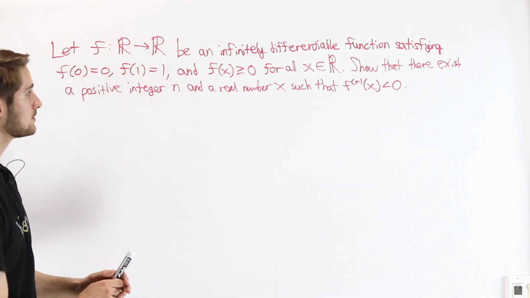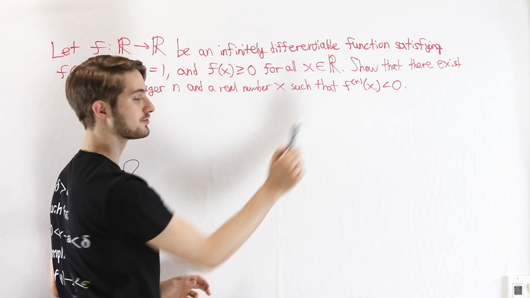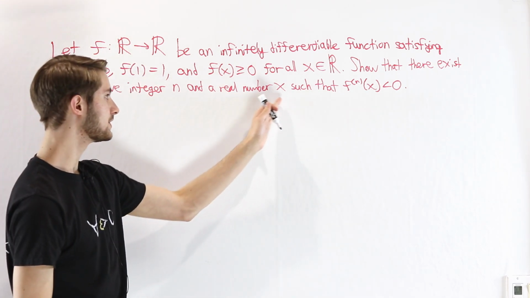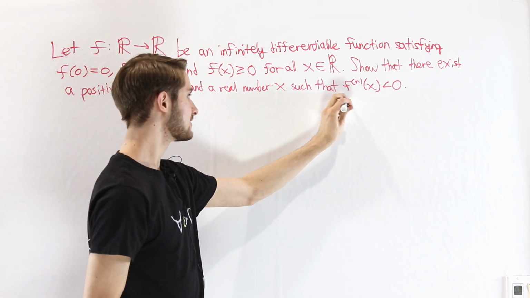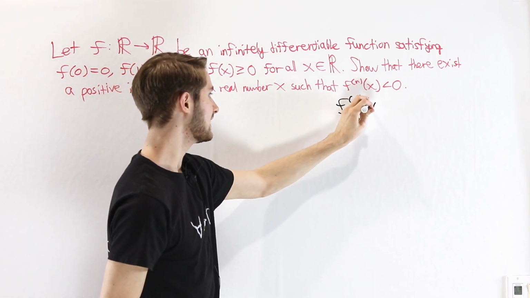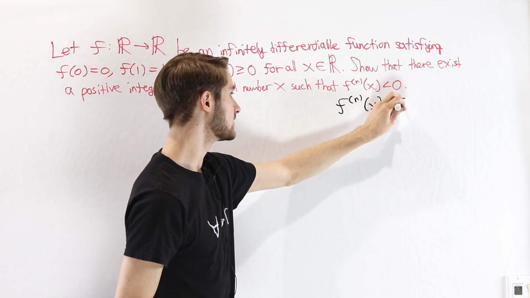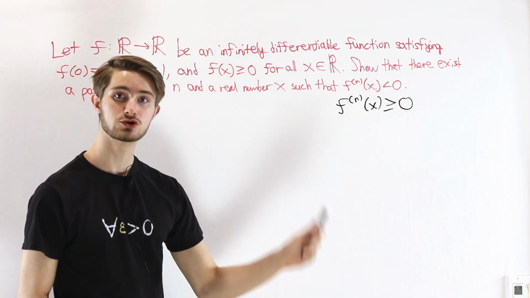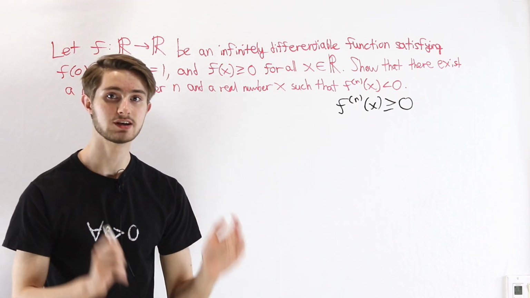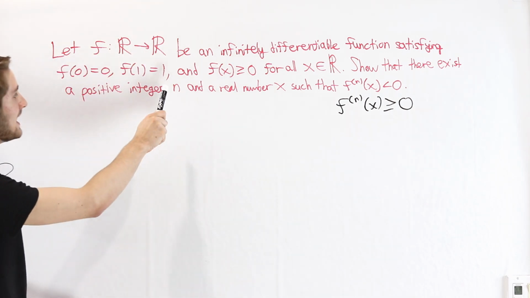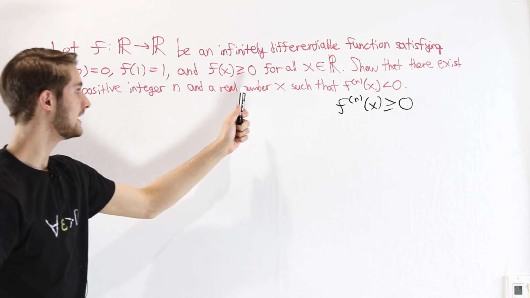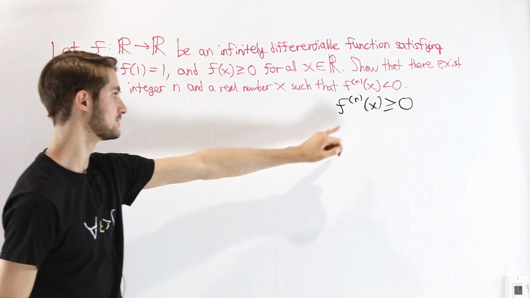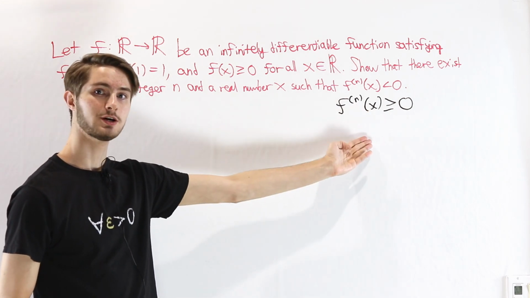In that case, we're going to assume that this final statement is false. In other words, for all integers n and all real numbers x, we want the nth derivative of f at x to be greater than or equal to 0. This is a very restrictive condition. It gives us a ton of information because it's talking about every single derivative at every single real number. So we can do a lot of different calculations with this, which means it's going to be helpful to start from here instead.